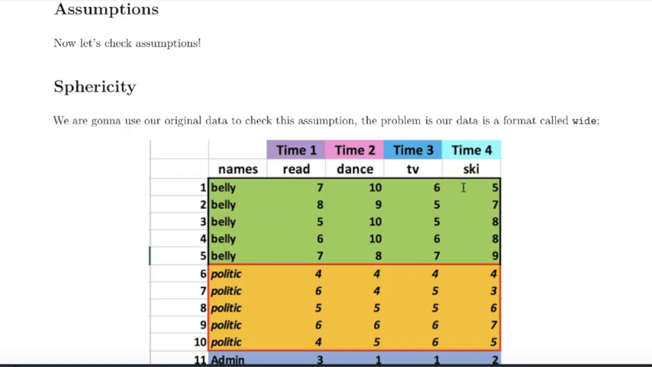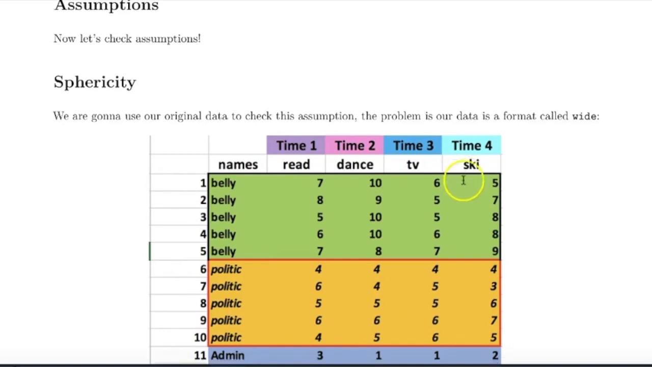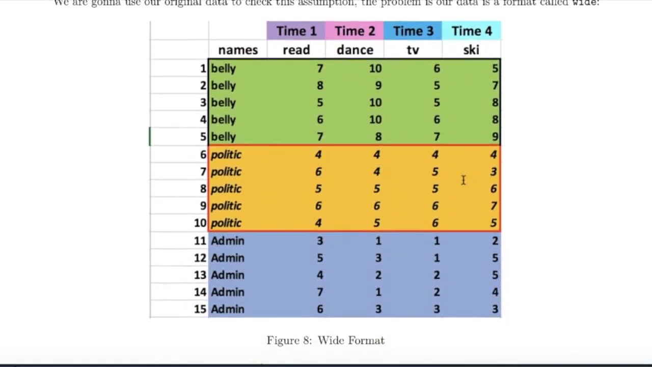But I am going to show you how to do it just in case you one day have an example of profile analysis where, instead of multiple measurements, you do have times. And the reason I wanted to show you is because it takes more data management to be able to do it. So this is what our data set more or less looks like. It actually looks more like names, read, dance, TV. I added time 1, time 2, time 3, just to give you an idea of what it would look like if they were time measurements.